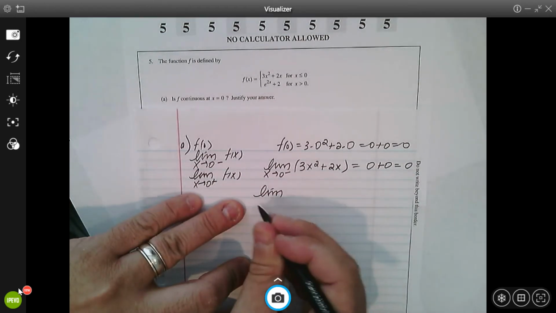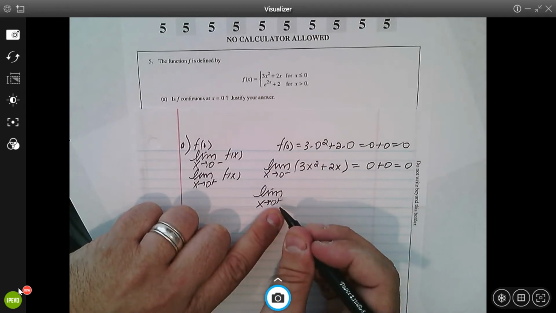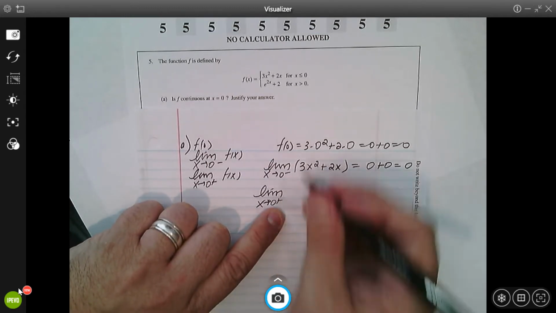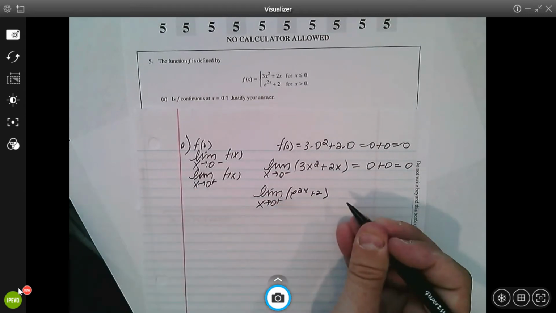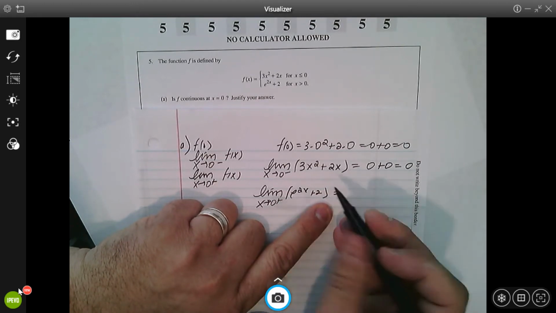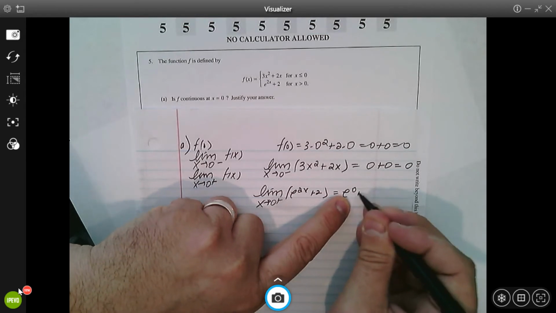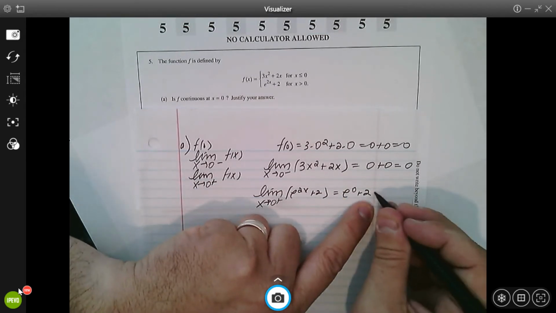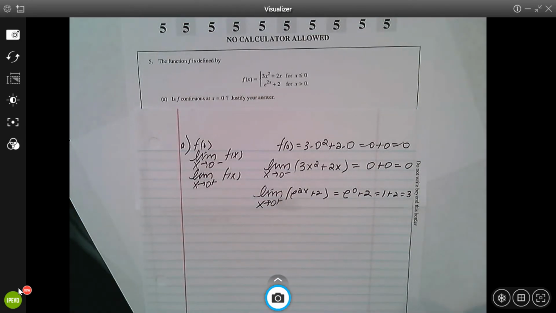Now let's take the limit as x approaches 0 from the right. These now are values greater than 0, so we're going to use e to the 2x plus 2. And as x gets close to 0, 2 times x is close to 0, and so we get e to the 0 plus 2. E to the 0 is 1, and 1 plus 2 is 3.